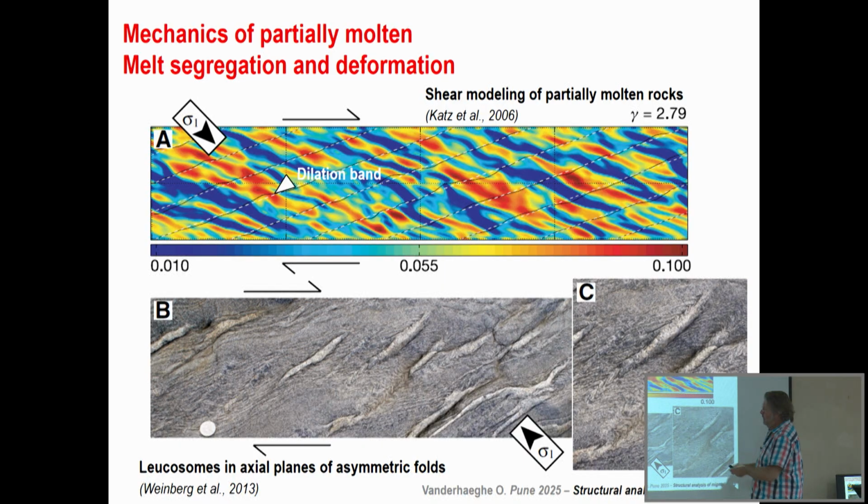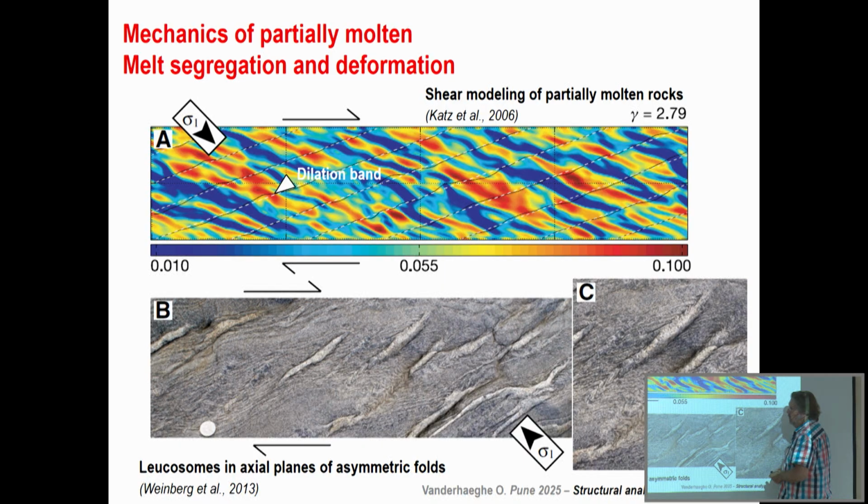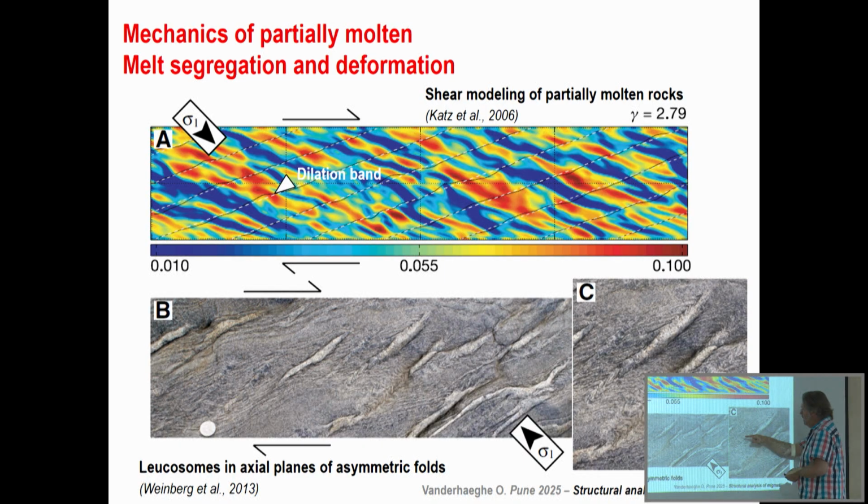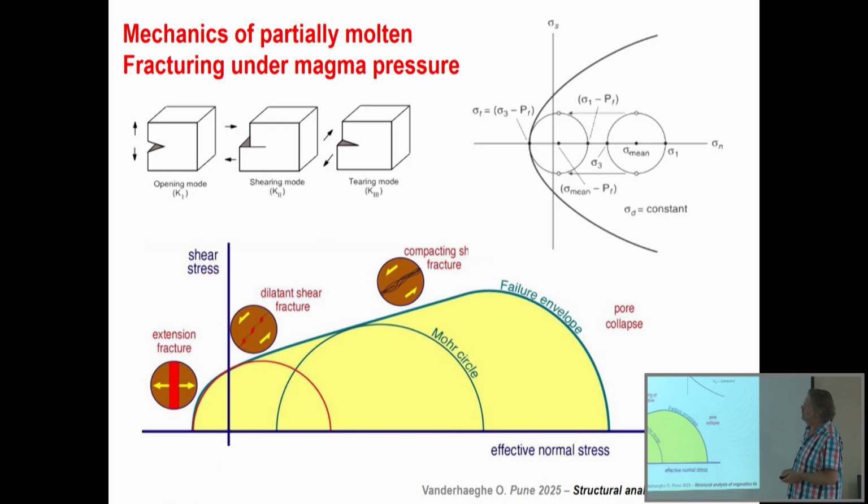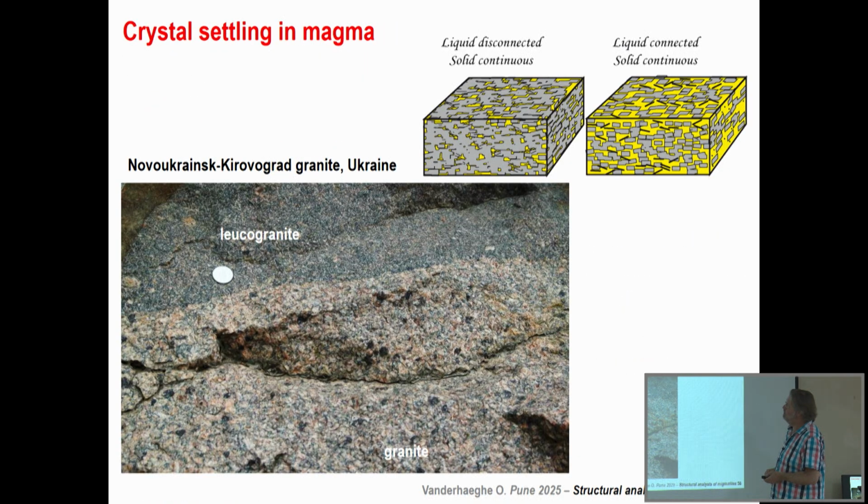Veins might also form according to shear bands and localize also folds. So I'm not going to go through that further. We can build the same story for the crystallization.